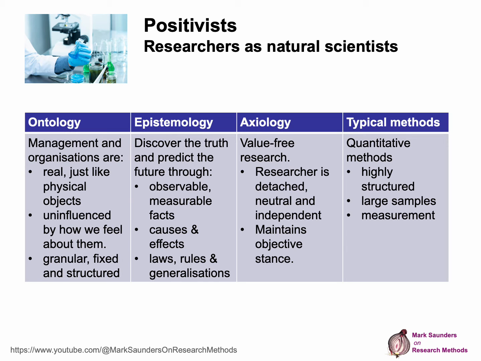In terms of axiology, the role of the values of the researcher, a positivist believes that research is value free. They believe that she or he is detached, neutral and independent, just like the scientist is in the picture. And they will, as a researcher, maintain an objective stance. So all this points to a positivist typically using quantitative methods, which will be highly structured. So, for example, perhaps using a questionnaire to collect the same data, using the same questions from a large number of people, or perhaps observing things quantitatively. Looking at large samples so you can do statistical analysis and measuring.